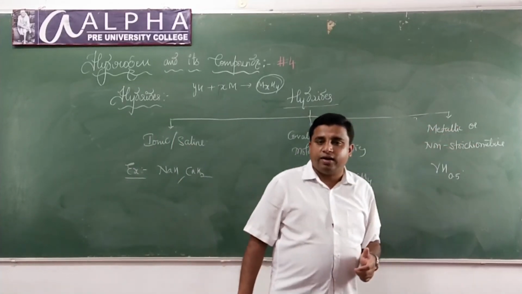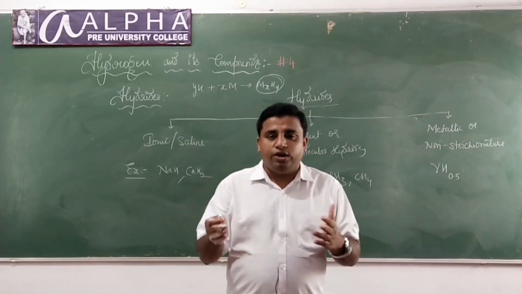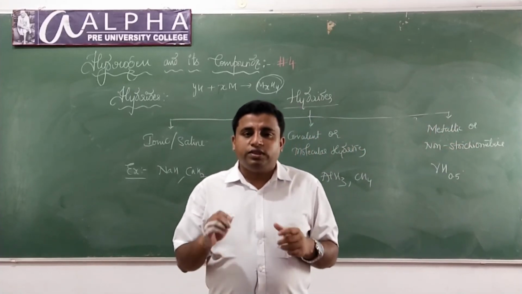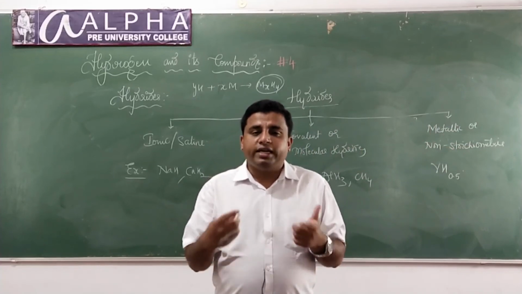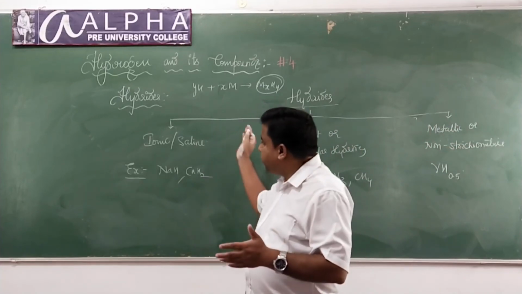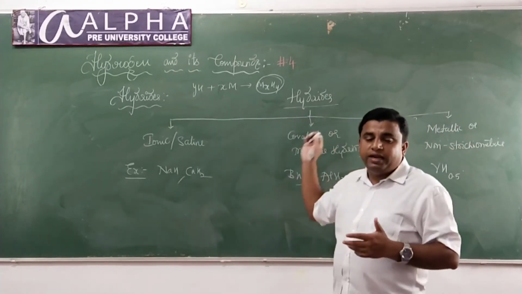I will explain what ionic or saline hydrides, covalent or molecular hydrides, and metallic or non-stoichiometric hydrides are in the next video. Understood? So guys, with this I'll stop my video here. In the next video we will talk in detail about all these three different types of hydrides.